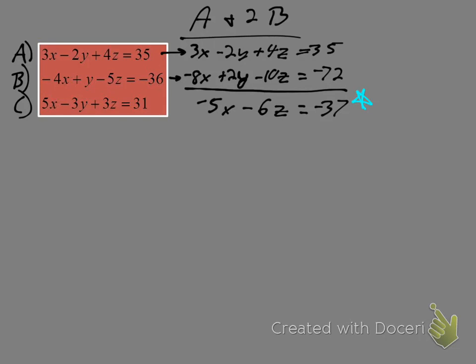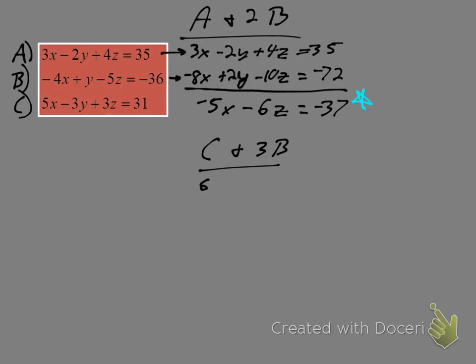Okay? B and C. Well, I would do B and C, the same reason why I did A and B. B's got the 1 Y in it. That's the most valuable asset. So now you're going to do C and 3B. C is going to stay the same.